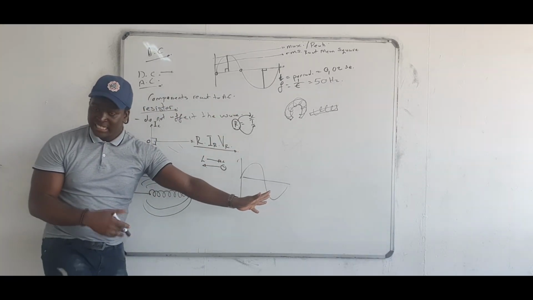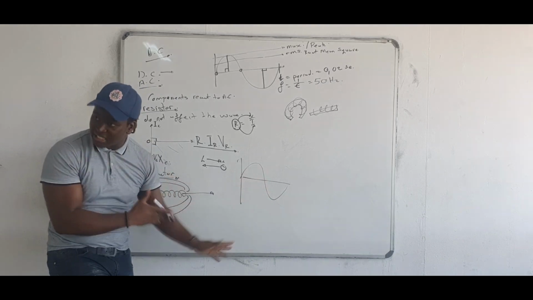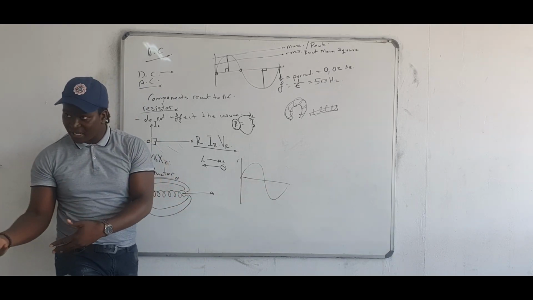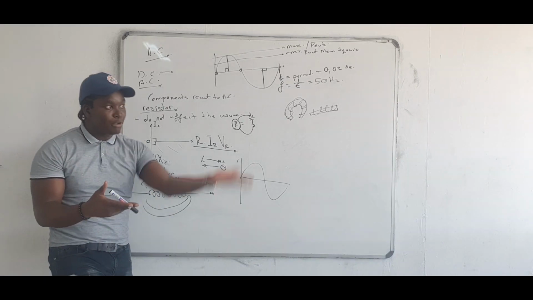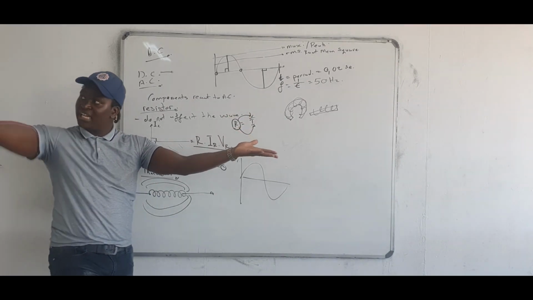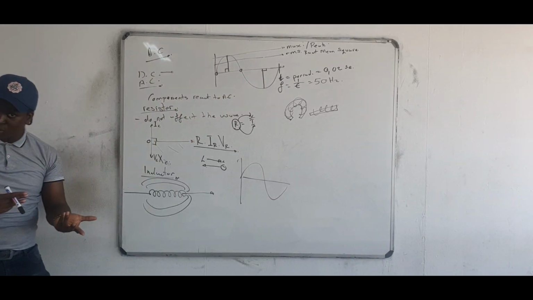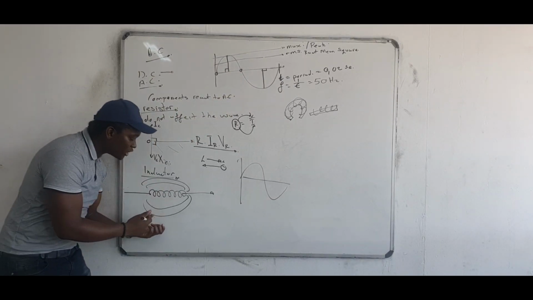Since the current is producing the magnetic flux, that means if there is no current, there is no magnetic flux. If you've got a maximum current, you're also supposed to get maximum magnetic flux. So these two are directly related. Okay, so let's move on.